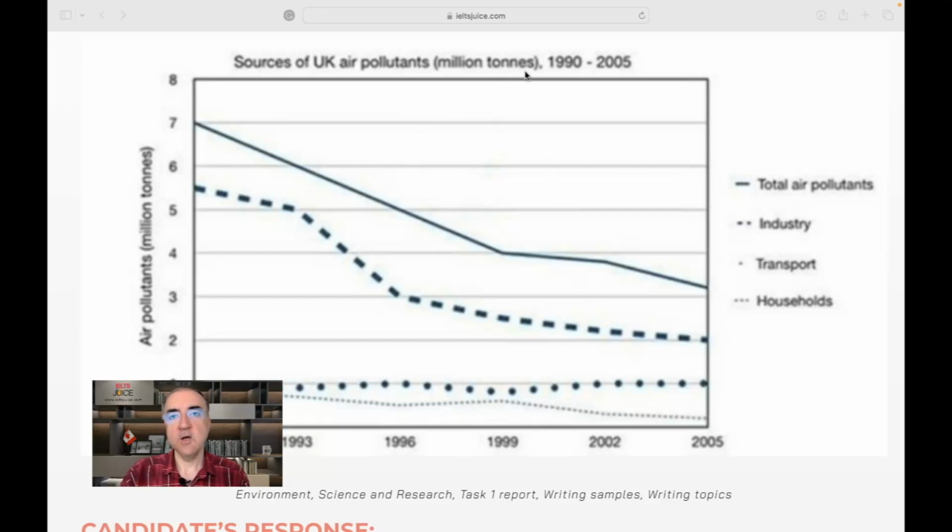The word tonnes, spelled T-O-N-N-E-S, is a metric unit. It means exactly 1,000 kilograms. But the word ton, T-O-N, is an imperial unit, and it means a little bit more than 1,000 kilograms. IELTS will not penalize us because IELTS is not physics. So ton or tons, both variations are fine.